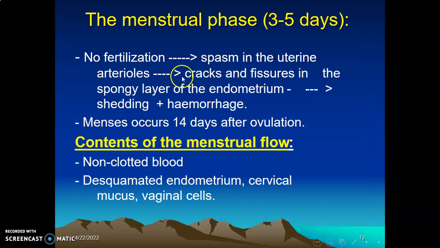So the vessels will undergo spasm. That region stops getting good blood supply, so it starts developing cracks and fissures, and then that layer of the endometrium gets less blood supply and starts to shed. So that's the bleeding that occurs during menstruation. So that's the menstrual phase. It usually takes 3 to 5 days, and it occurs 14 days after ovulation.